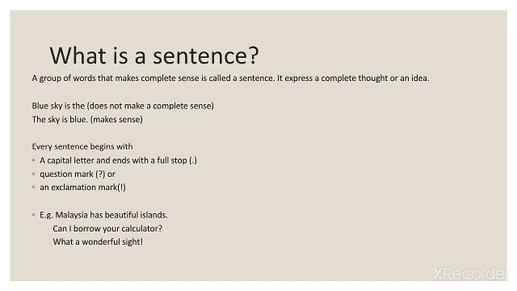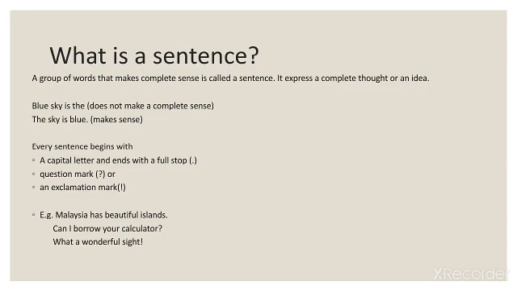What is a sentence? A group of words that makes complete sense is called a sentence. It expresses a complete thought or an idea. For instance, "blue sky is the." If you look at this, it is actually a group of words but does not make complete sense and is not a complete thought or an idea.